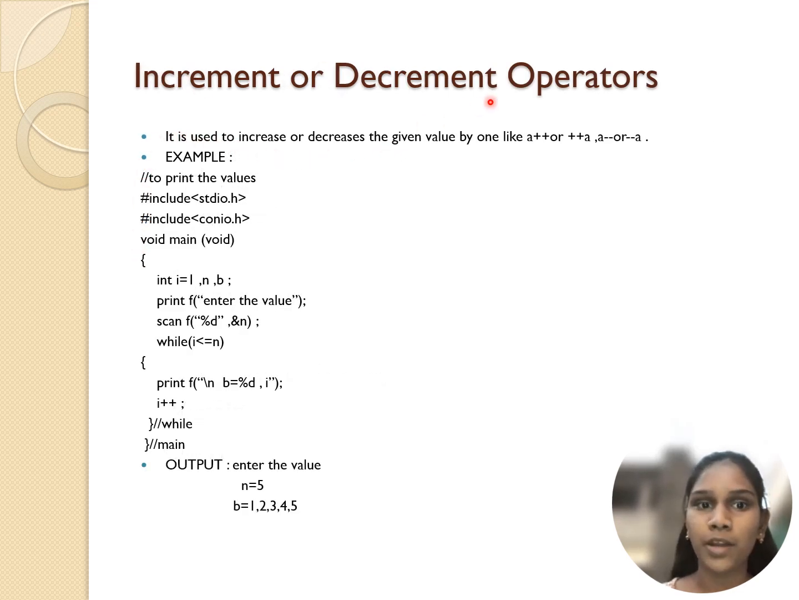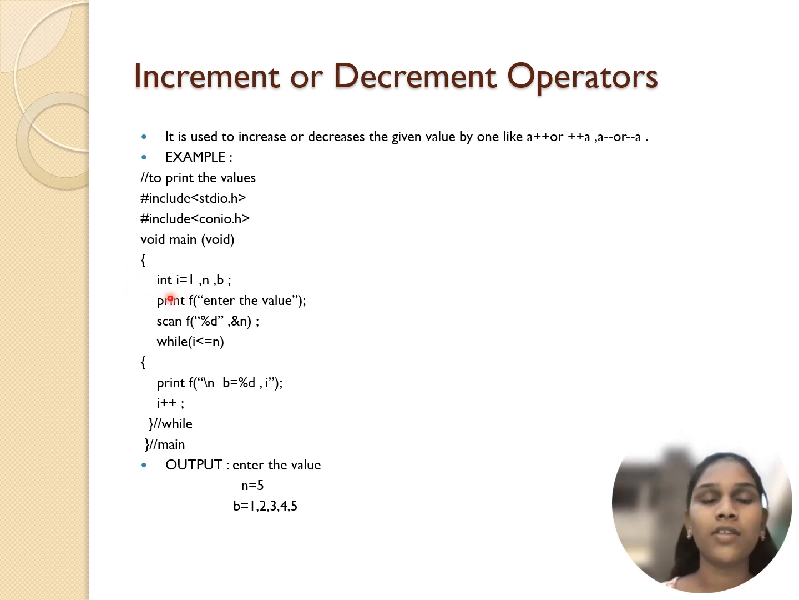Increment or decrement operators. It is used to increase or decrease a given value by 1, like a++ or ++a, and a-- or --a. Example, double slash to print the values. Hashtag, the preprocessor statements will be #include stdio.h and #include conio.h. Void main(void). The main section starts here.